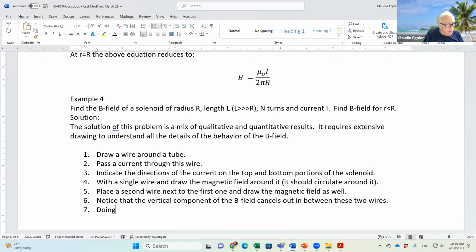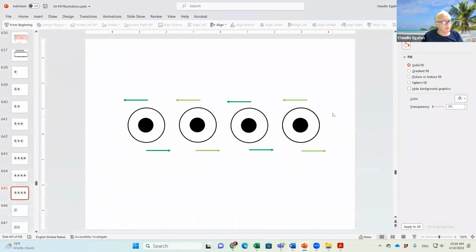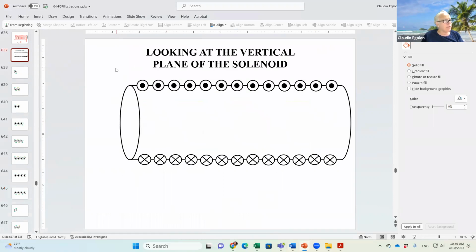Now, doing it for n wires, we notice that the B field is mostly in the horizontal direction, right? Mostly in the horizontal direction. Horizontal here to the left, horizontal here to the right. It is circulating around those wires. Then we did that for the top wires, the ones where the current is coming out from the board.